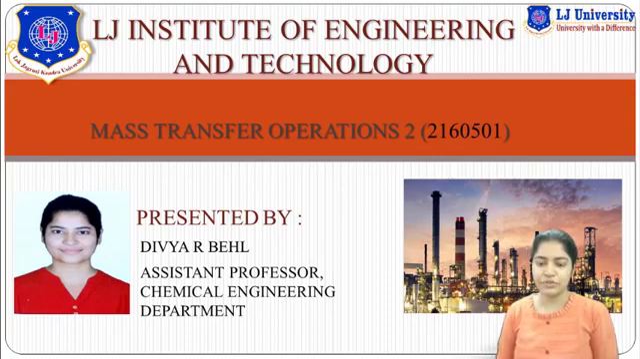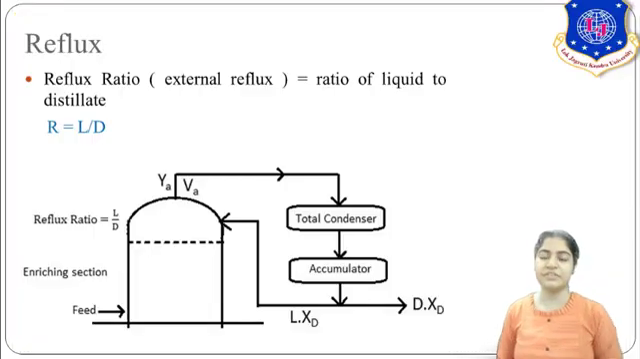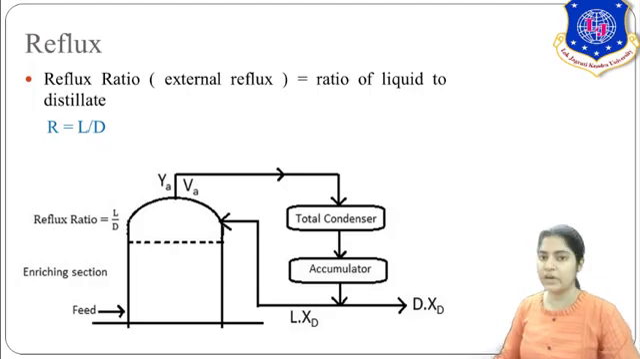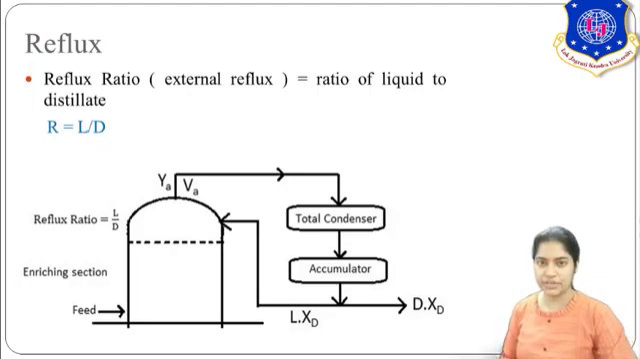The subject that we are going to continue is Mass Transfer Operations 2. So in this lecture we will study about different kinds of reflux ratio. Before that, first of all, what is reflux? Your reflux ratio is the ratio of the amount of liquid which is sent back to the main column to the amount of distillate which you are taking out as your overhead product, right? So that is your reflux ratio.